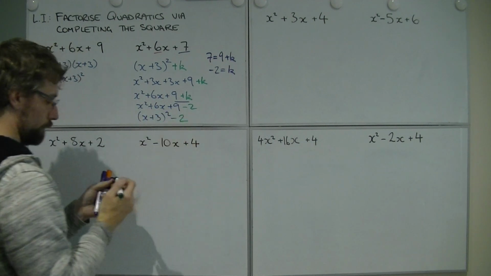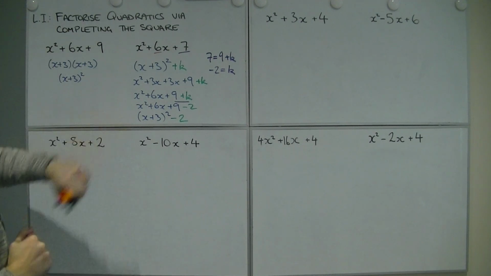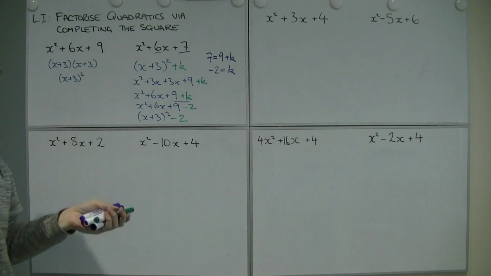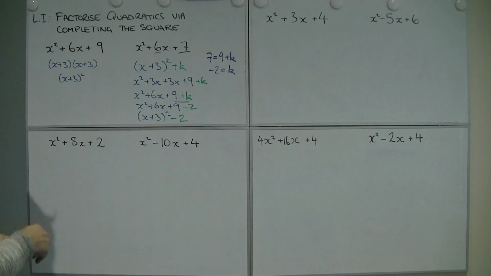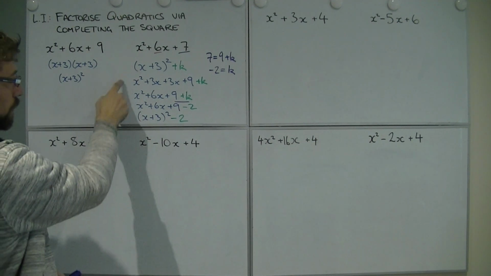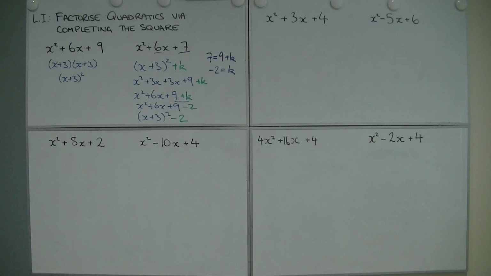Minus 2. And lo and behold, that's what we had before. Brilliant. So we've got a new way of factorising things that otherwise we couldn't touch before. Okay, great. Now, as you get faster at this, you'll be able to just write from here, write that, think about it, and then write that.